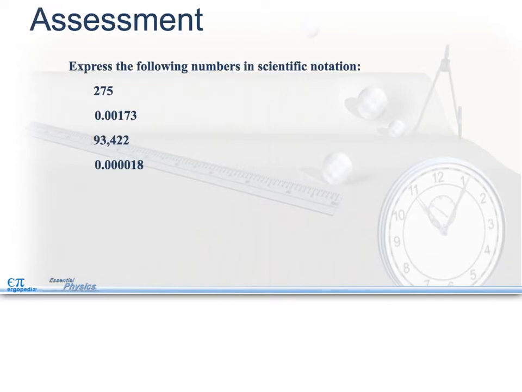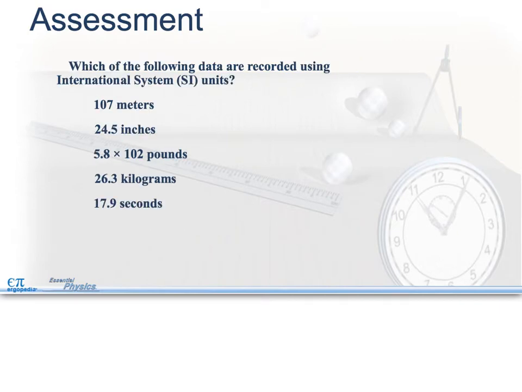All right, here's the assessments. We'll come to these questions again, and hopefully by the end of this you can answer these questions. Express the following numbers in scientific notation. By the end of this, you should be able to write all four of these numbers in the correct scientific notation. Another one: which of the following data are recorded using SI units? Which ones are SI units and which ones are not? By the end of this, you should be able to answer.